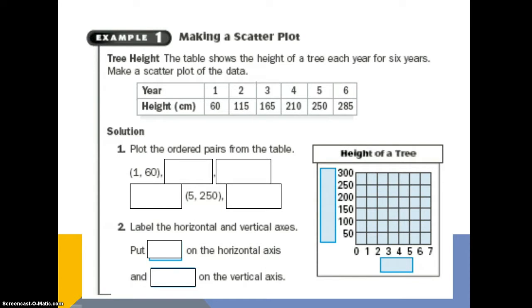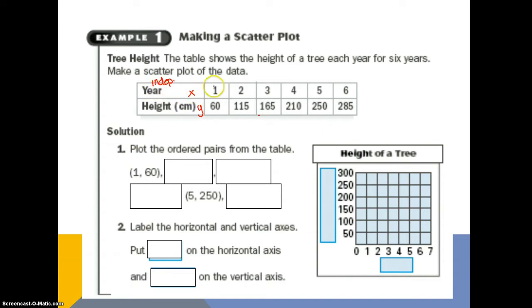The table shows the height of a tree each year for 6 years. Make a scatter plot of the data. Just so you know, usually the top row is your x's and the bottom row is your y's. And if you think about what we were talking about with 11.1, independent and dependent, x is independent.